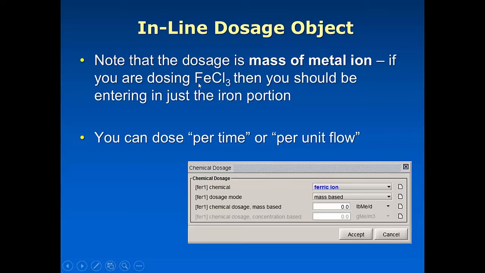We'll give you a heads up. We're going to change that in the next version of GPSX so that you'll be using the total amount. However, right now you're looking at using just the ferric ion by itself. And you can dose it in two different ways. You'll see mass and concentration based here.